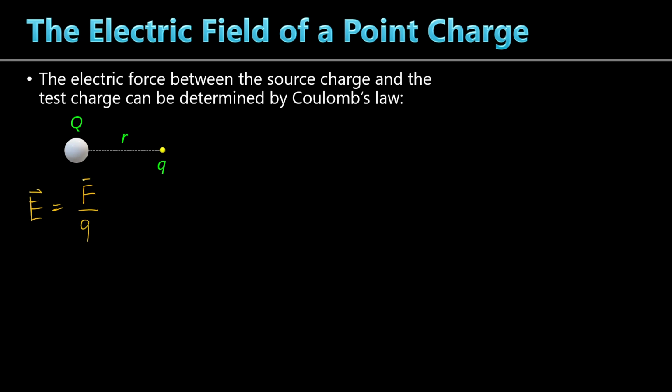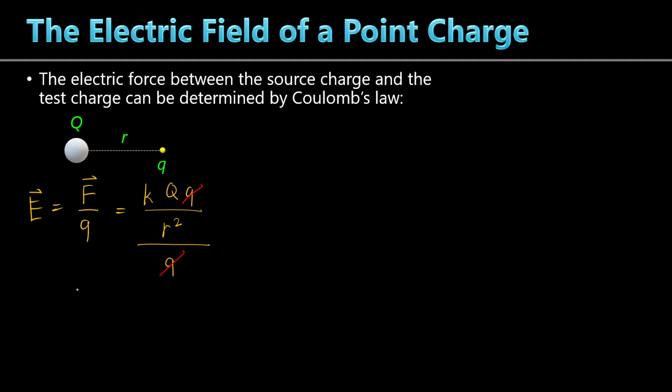Lagyan natin ng arrow to indicate vector quantity yan. And from Coulomb's law, we know that this force is equal to K times Q divided by R squared. Tapos, i-divide pa natin yan ng Q. Di ba? Kopyahin ko lang to. So, dito sa expression na ito, obviously, magka-cancel itong Q. So ibig sabihin, itong test charge na ito, hindi ilalabas sa formula. Bakit? Kasi nga, nag-cancel siya.